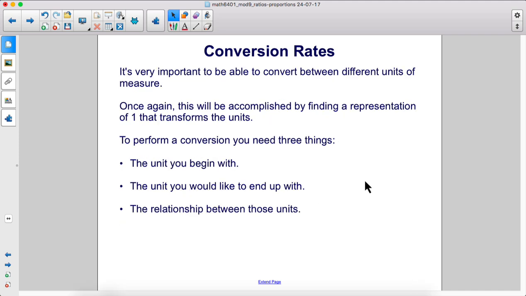It's very important to be able to convert between different units of measure. Once again, this will be accomplished by finding a representation of 1 that transforms the units. To perform a conversion, you need 3 things: the unit you begin with, the unit you would like to end up with, and the relationship between those units.